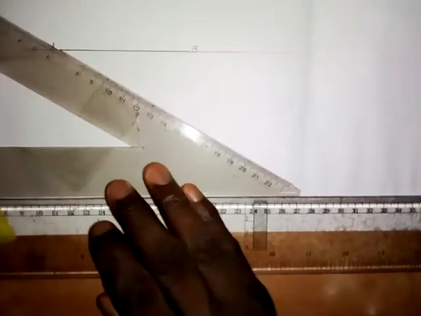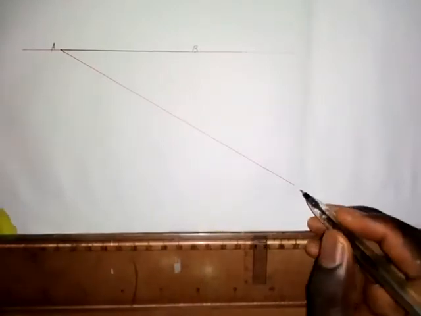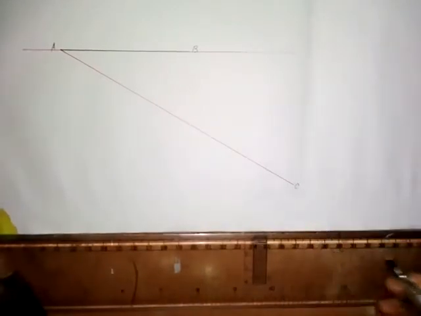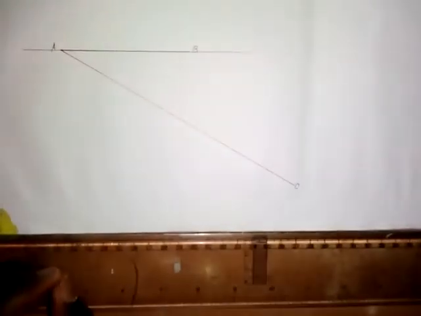This line should be drawn with a thin continuous line, as you can see it here. It is drawn with a red pen. So now this line is line AC. So we want to divide line AB into 12 equal parts.